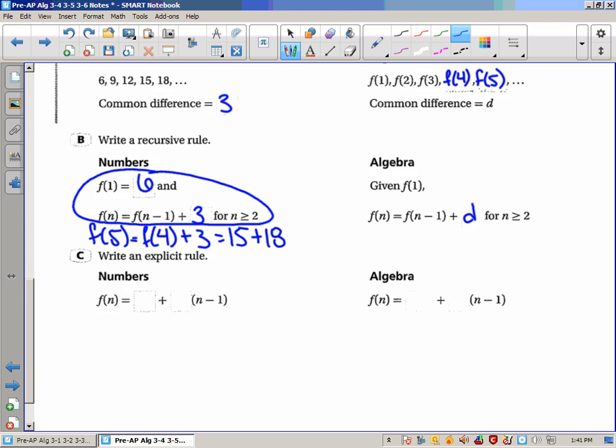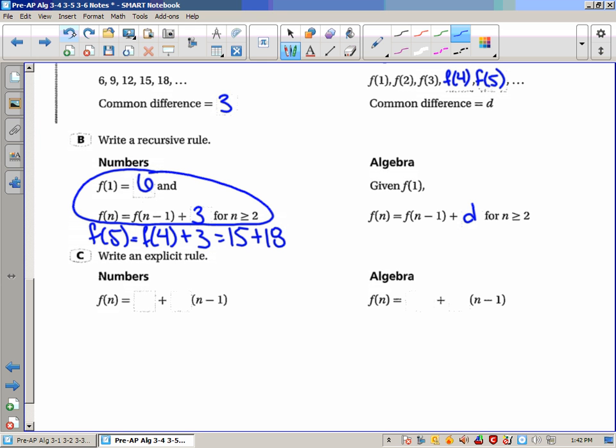Now there is a reason why it says for n greater than or equal to 2. Because if n is less than 2, let's say it's 1, if I put 1 in for n, this would be f of 1 minus 1 plus 3. That's f of 0. Well, we didn't have a term in the 0 position, so it doesn't exist. So this function rule only works if I start with an n greater than or equal to 2.